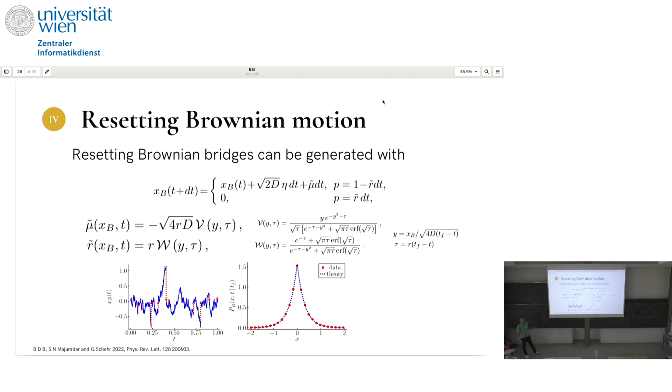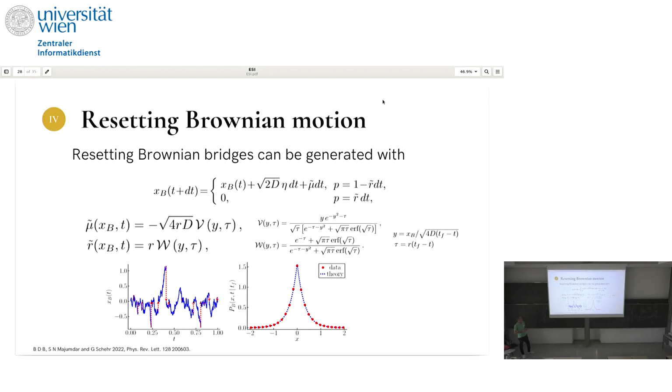Resetting, I can just reset it. Yes, you can reset it right at the end, but if you do this, you will not get the right statistical weight. It will not be the same as if you generate plenty of resetting Brownian motions and then only keep the ones that come back to the origin. Your method will not yield the right statistical weight. But it's an interesting point.